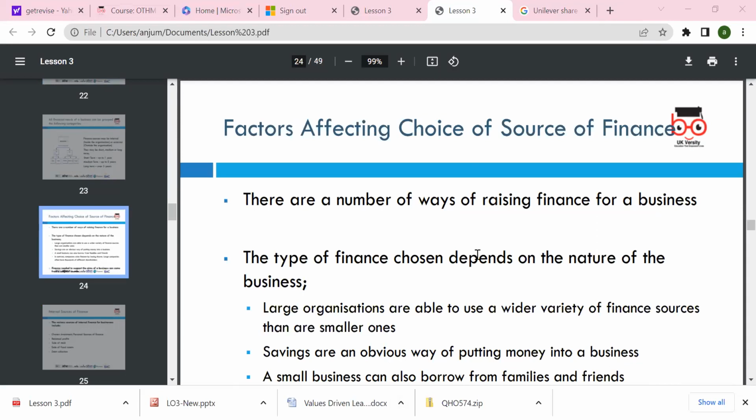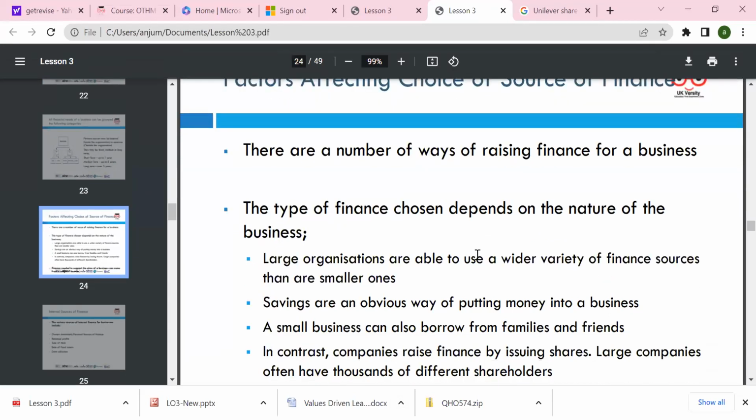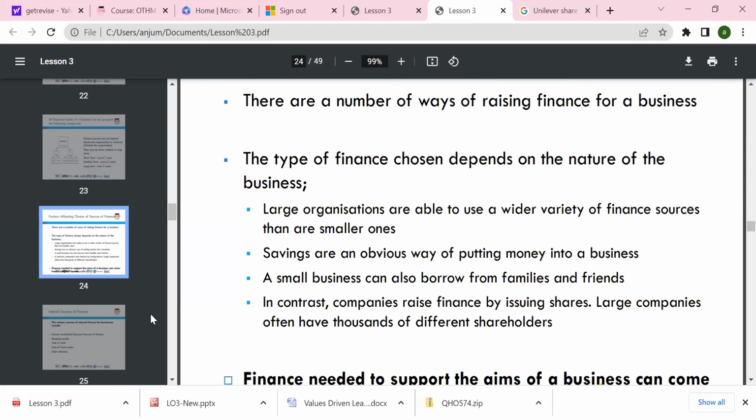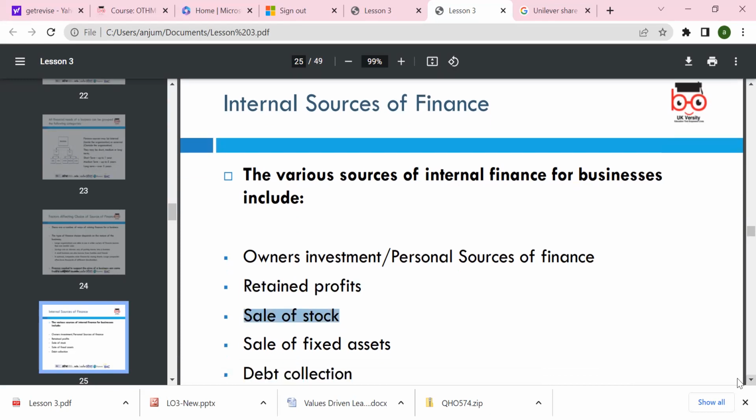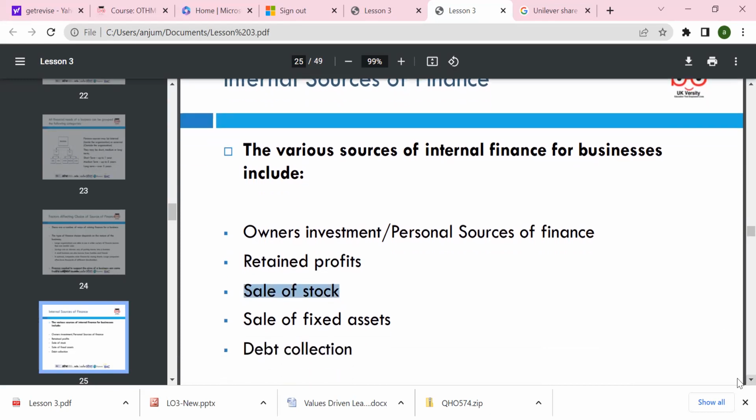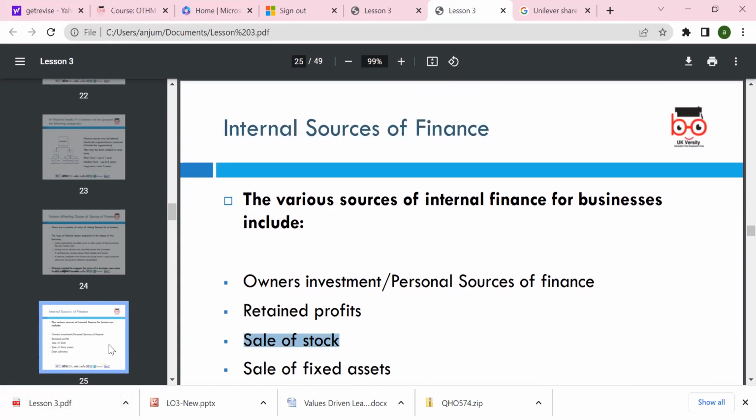Next, the key area is the internal source of finance. Internal means within the company, or your own: you have the previous year's profit, you retain it and do not give it to the shareholders. You can also sell different assets to raise money, like selling a building or machinery. With debt collection, maybe a customer owes you, and you can sell the debt to the bank and get the money from the bank instead of directly from the customer.